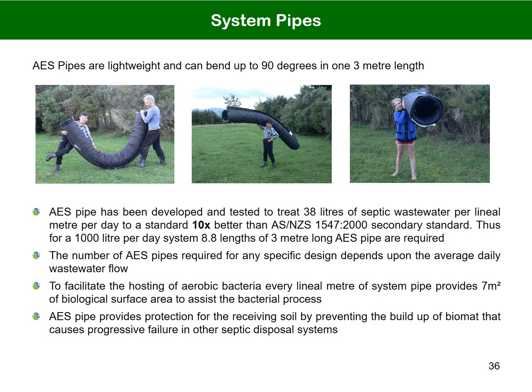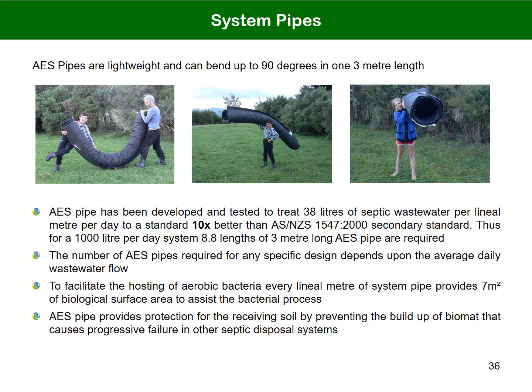AES pipe has been tested to treat 38 litres of primary treated septic wastewater per lineal metre of AES pipe per day to a standard which is 10 times better than that required for a secondary standard treatment, according to Australian New Zealand Standards 1547. The number of AES pipes required for any specific design depends upon the calculated average daily wastewater flow.